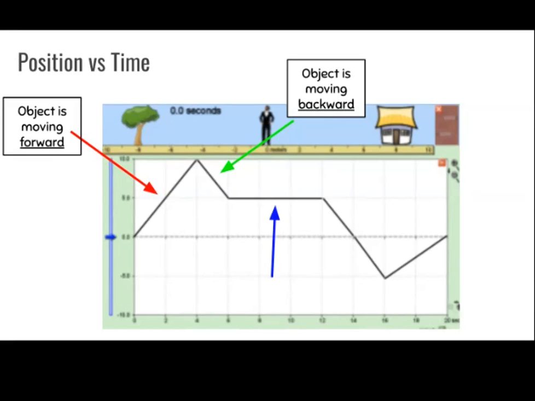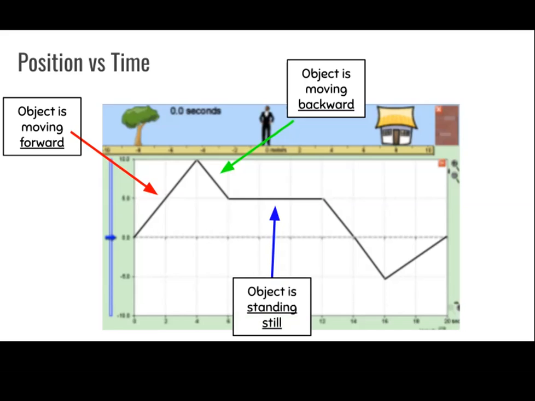Then we have our blue arrow. Marcus, can you help me with the blue arrow? The blue arrow is the object going at a constant speed to the right. I mean, no, a constant speed standing still. Okay, standing still, right? Because it's position versus time. So for this one, the object is standing still. The position is not changing for this one here.